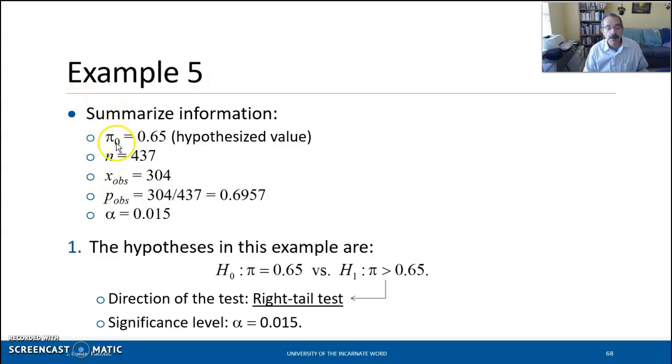So the hypothesized value of the population proportion under the null hypothesis is 0.65. The sample size is 437. There are 304 successes. So if we divide these two quantities, we find that the sample proportion is 0.6957. And the significance level is 0.05.